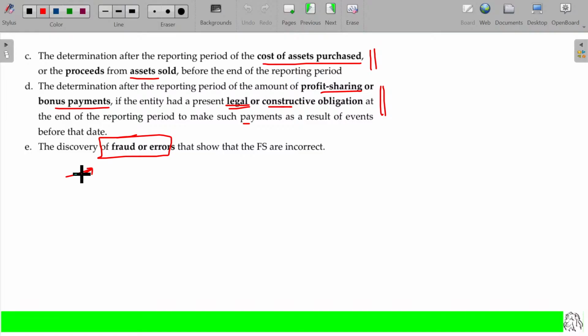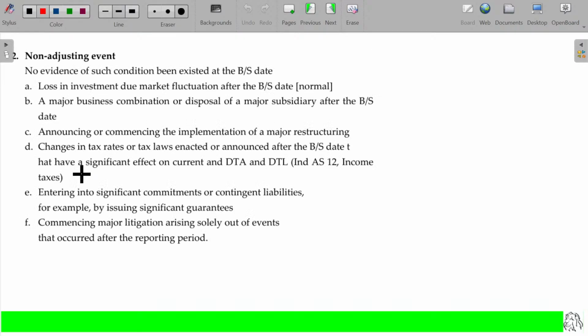And profit sharing bonus. We thought we may offer 1 lakh rupees, but because of some legal requirement, we have to offer more than 1 lakh rupees. Then that additional amount will also be recognized on 31st March itself. And fraud and error discovered before approval of the financial statements should also be disclosed.